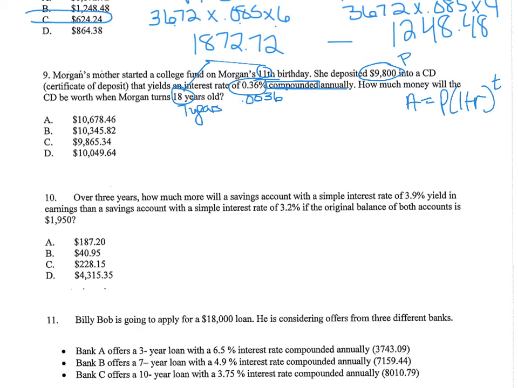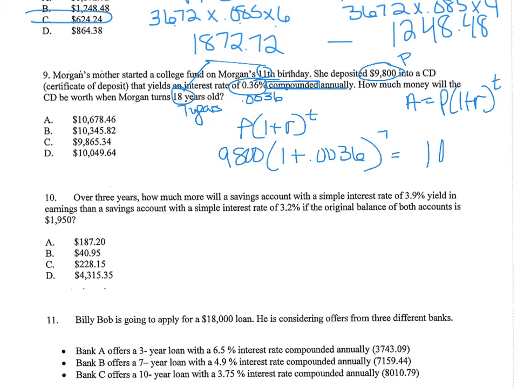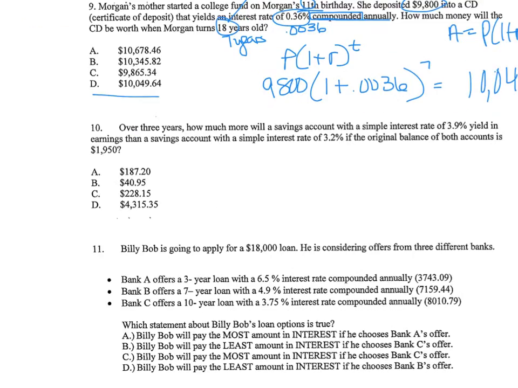Okay, so I'm going to plug my numbers into this formula. P times parentheses 1 plus r, exponent t. So 9,800 open parentheses 1 plus 0.0036 close parentheses, and 7 up as your exponent, and I get 10,049, which would be D, 10,049.